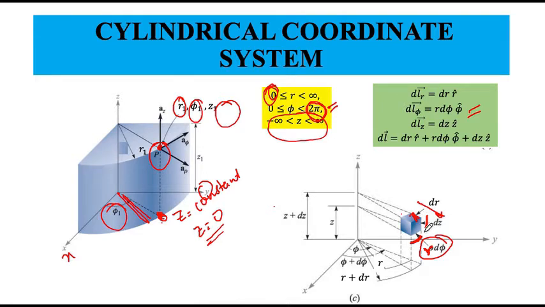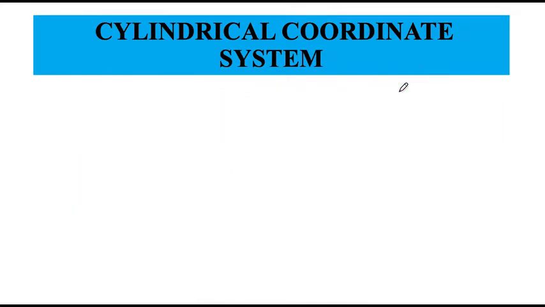Okay, so this is your differential length. So dl you can write as dr into r unit vector, r into d phi, phi unit vector, dz into z unit vector. Okay, so how do we obtain the unit vector r, phi and z? That I have written down for the cylindrical coordinate system in the last slide.